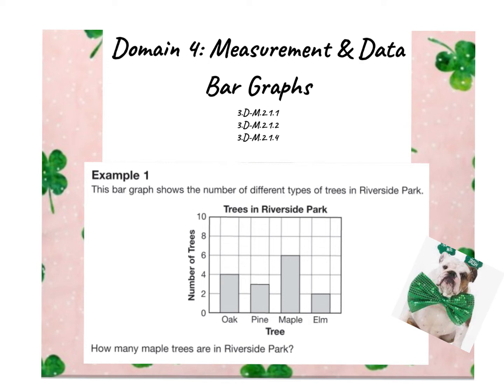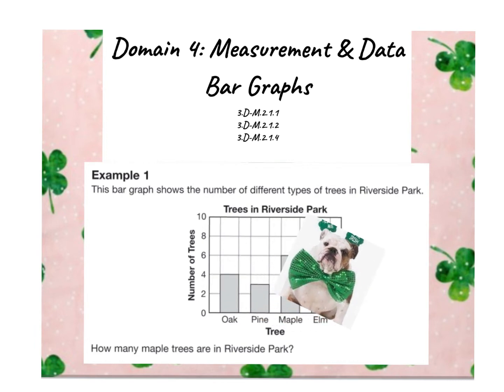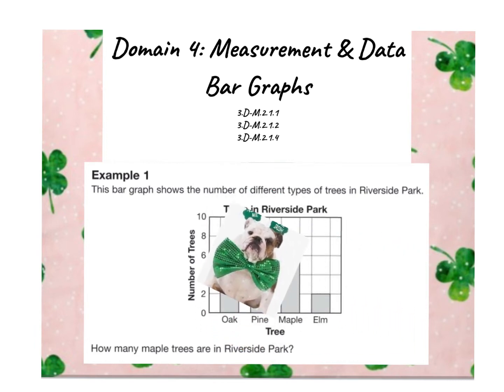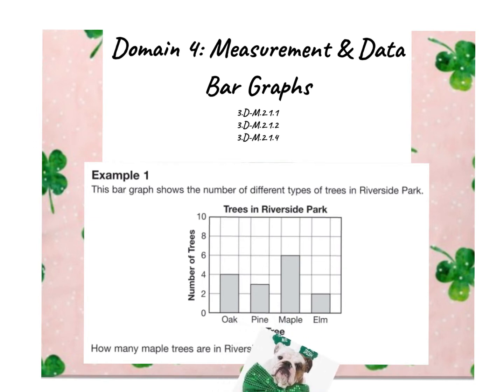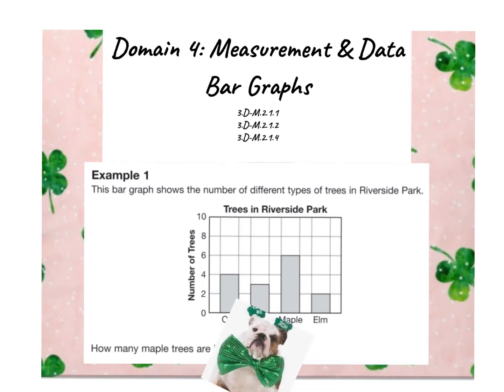Let's ask this question. This bar graph shows the number of different types of trees in Riverside Park. We can see the title, Trees in Riverside Park. We have number of trees, and we have the tree types down here. We have oak, pine, maple, and elm, okay?